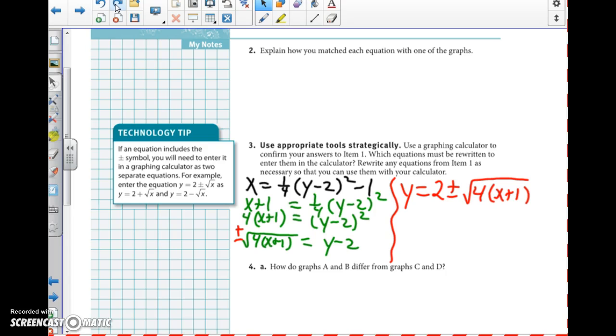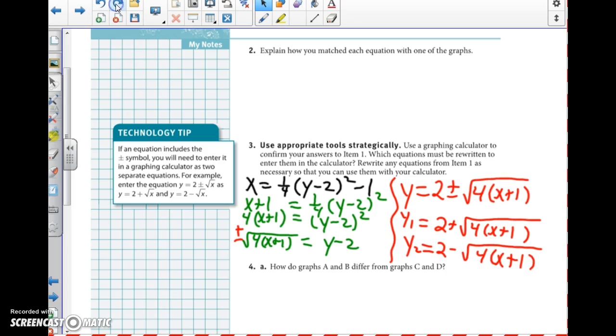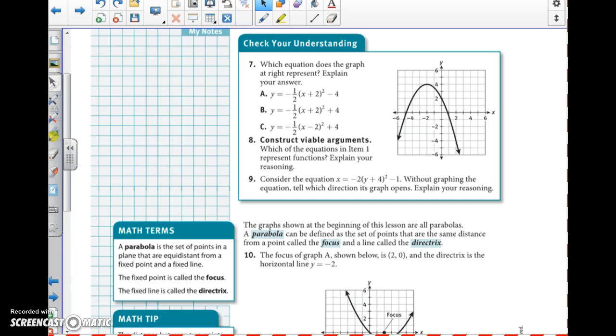Now, is that how you type it in the calculator? No, so now what do you have to do? You have to make it into equations, right? So you have to split them up. Okay, so you're going to have y1 and y2. So y1 is going to be what? 2 plus the square root of 4 quantity x plus 1. And y2 is going to be 2 minus the square root of 4 quantity x plus 1, right? Okay, so we got that.